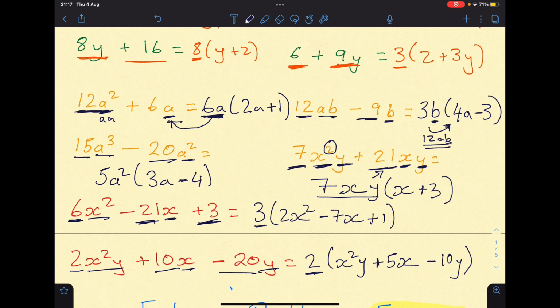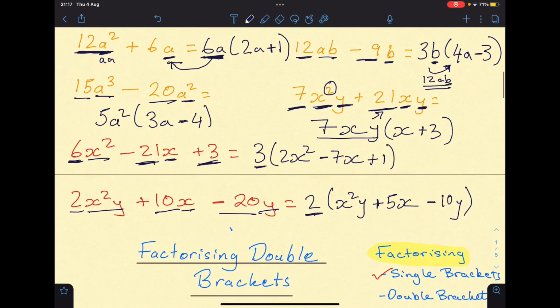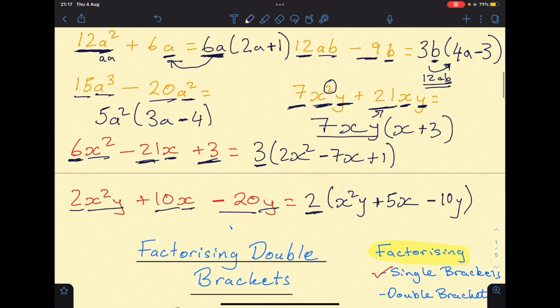Okay, so that's factorizing single brackets. Be sure to check out my next video, which will be on factorizing double brackets.